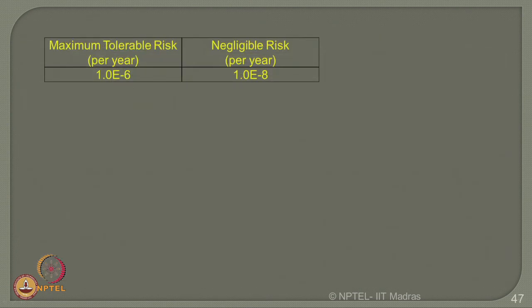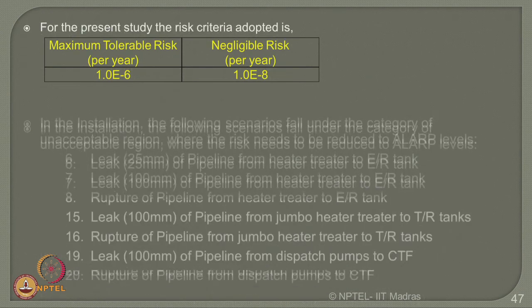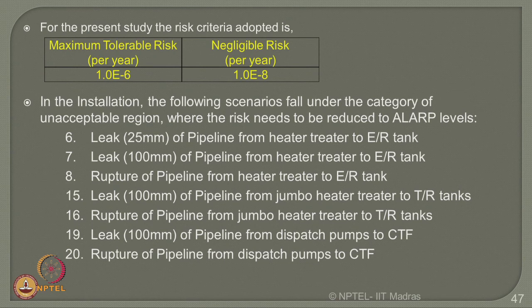Let us now see what the maximum tolerable risk and negligible risk are for the present study. The maximum tolerable risk is obtained as 1 × 10⁻⁶ per year, whereas negligible is 1 × 10⁻⁸. In the current installation, the following scenarios fall under the category of unacceptable region, where the risk needs to be reduced to allowed levels.